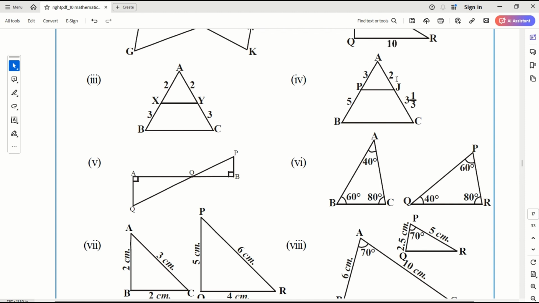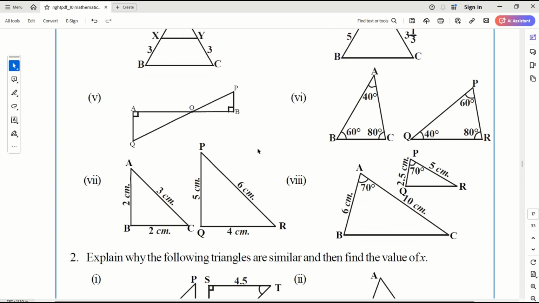So by SAS criteria, we can say these two triangles APJ and ABC are similar triangles. This is same as before. From angle criteria, we can say, because angles here are same and both are 90 degrees, which is given, so OAQ and OBP are similar triangles from AA criteria.